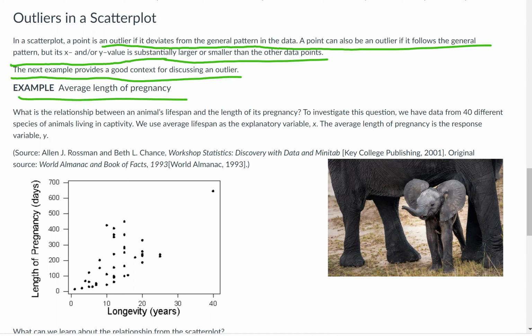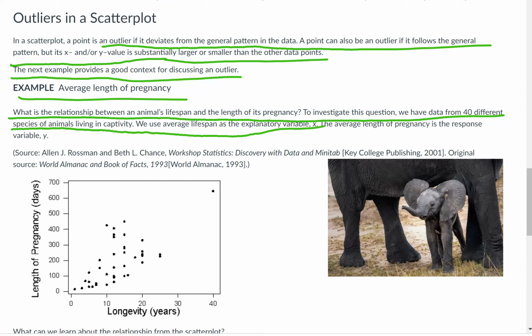We'll talk about the average length of pregnancy for different animals now. What is the relationship between an animal's lifespan and the length of its pregnancy? To investigate this question, we have data from 40 different species of animals living in captivity. We use average lifespan as an explanatory variable X.